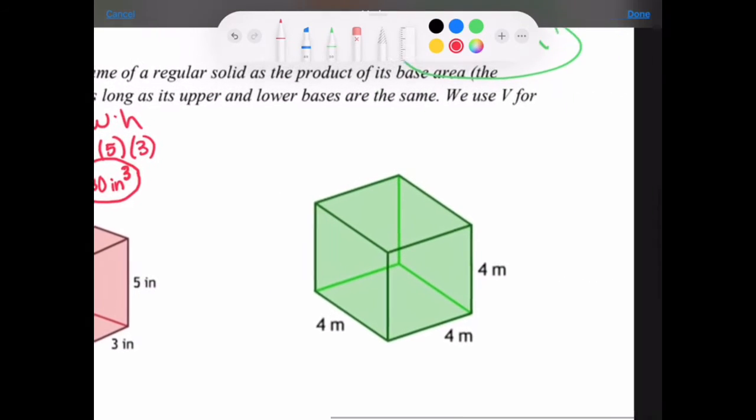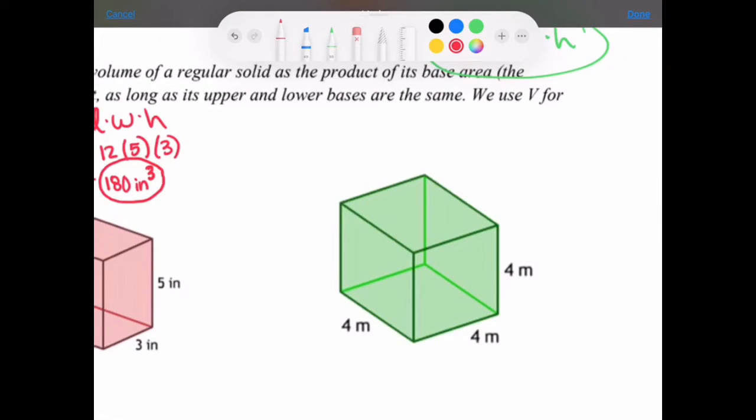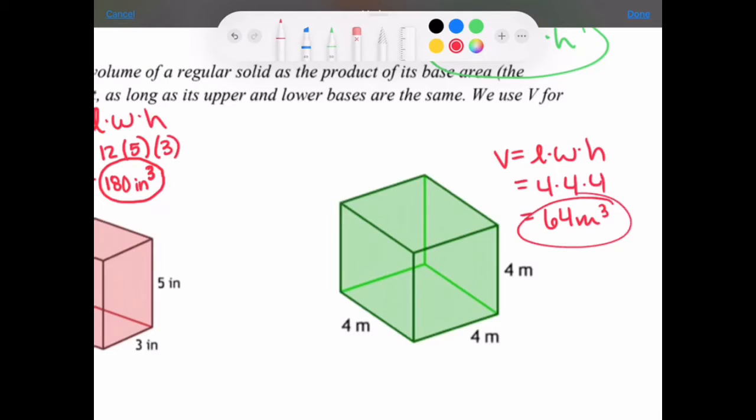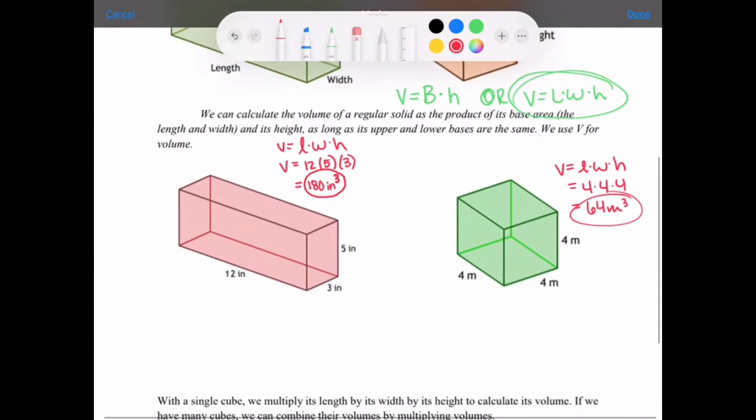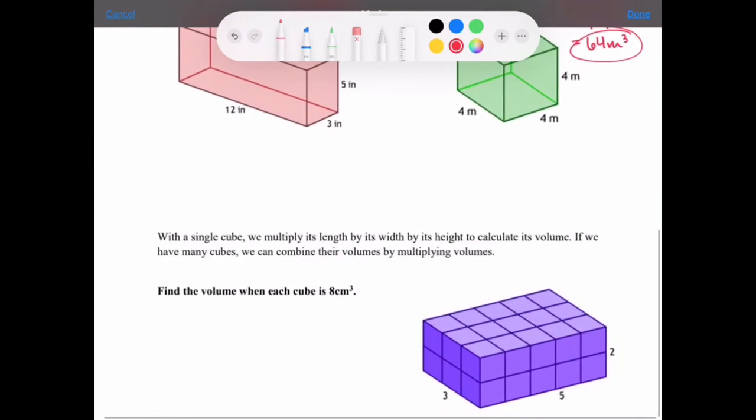Okay, now for this cube here, volume equals length times width times height, which equals 4 times 4 times 4. So volume is 64 meters cubed. That's it. That's all it is. Length times width times height. Those are really straightforward and nice and pretty.